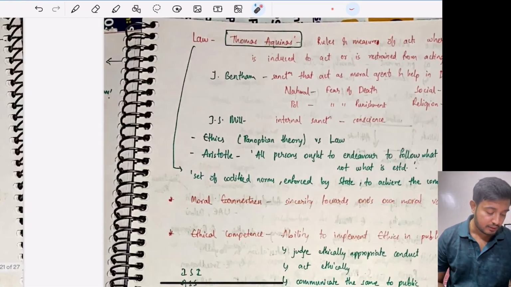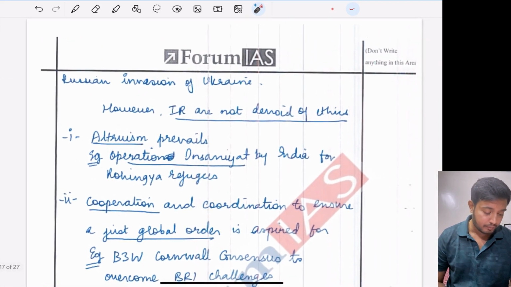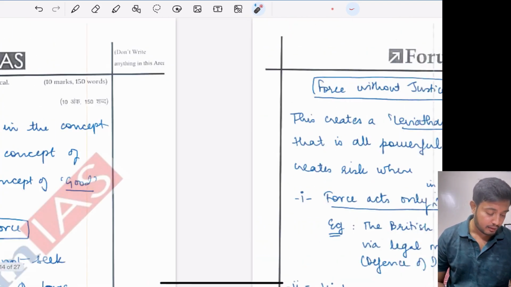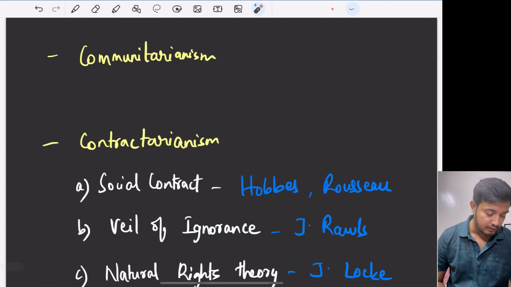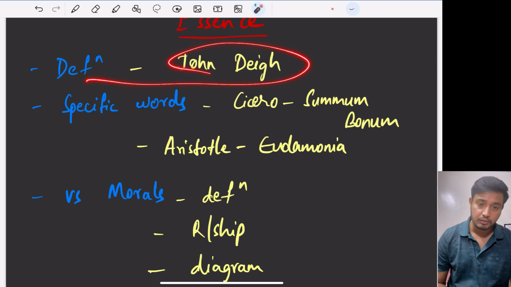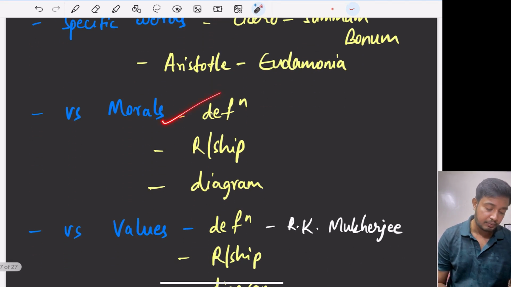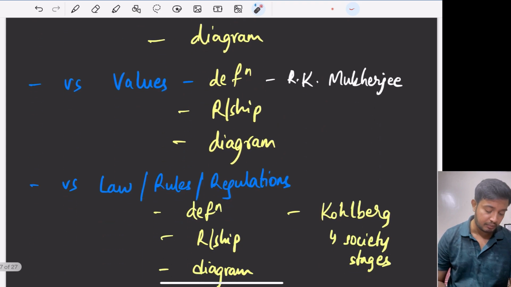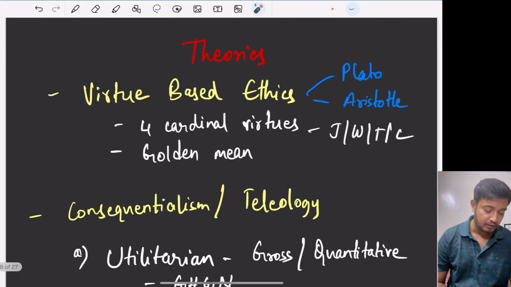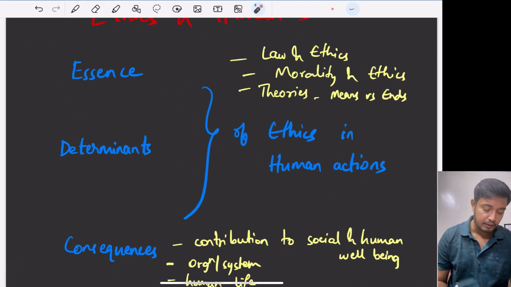Any question on this ethics or essence or determinants part, just try to think on these lines. Definition of John Day. Specific words such as Cicero's Summum Bonum or Aristotle's Eudaimonia. If it is versus definition, diagrams such as these lines. Relationship diagram, again for values, definition, examples, all these things become extremely important. Whatever theories we talked about, use all those and try to understand questions for this part.